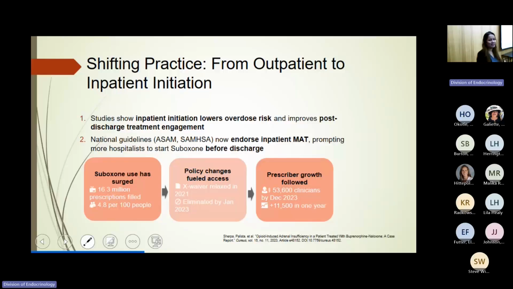So when we see the timeline, Suboxone use surged to 16.3 million prescriptions filled annually, with 4.8 per 100 people on it. Policy changes: in 2021 and 2023, there were initially some waivers required for a prescriber to prescribe this medication, but in 2021 that was relaxed. By January 2023, that was totally eliminated, giving more leeway to physicians in any outpatient or inpatient setting to provide the prescription for this medication. Prescriber growth followed, and by December 2023, 53,600 clinicians were prescribing it, and there were 11,500 prescriptions going out in 1 year.